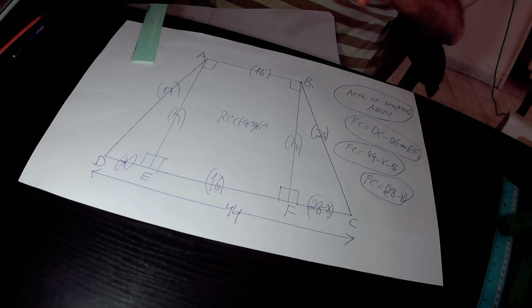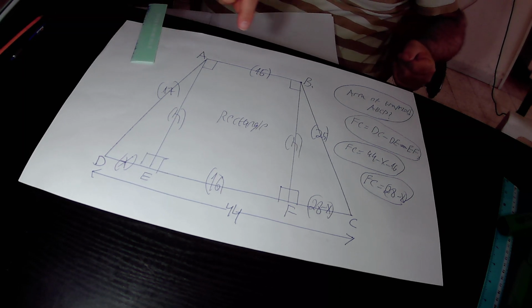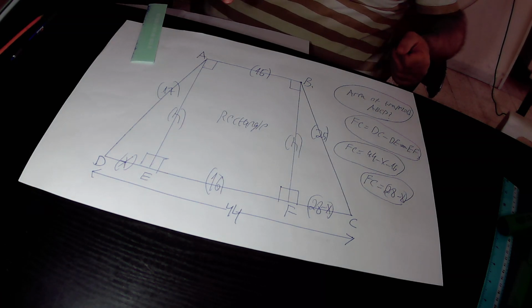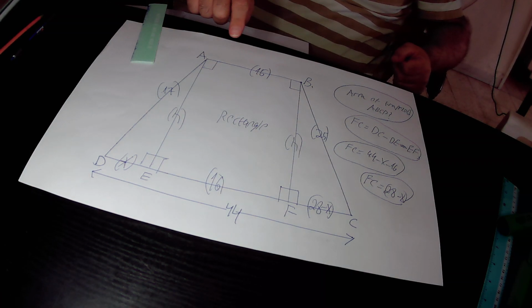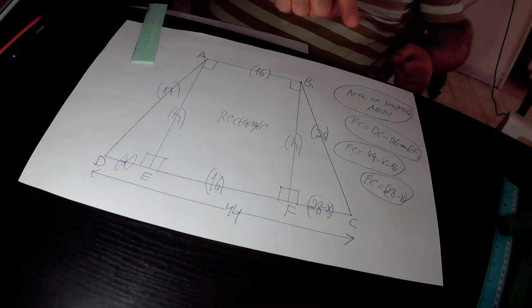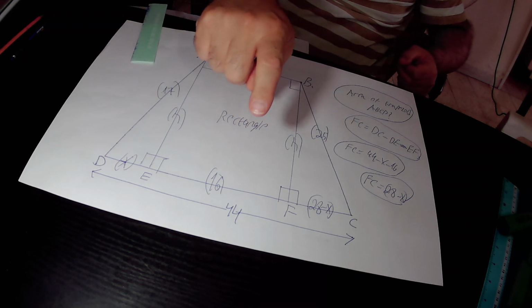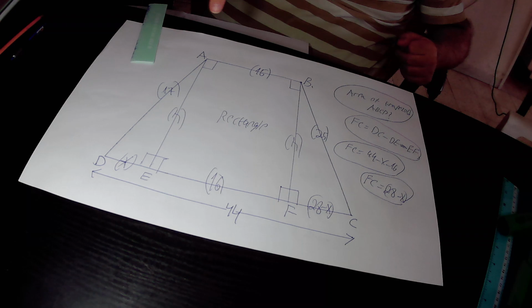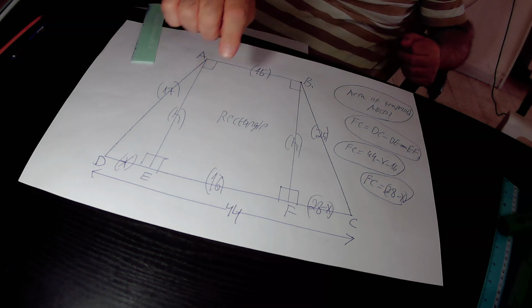Our mission in the second question is to find out the area of the trapezoid ABCD. It is given that AB equals 16, AD equals 17, BC equals 25, and DC equals 44. Our mission is to find out the area of this trapezoid ABCD.